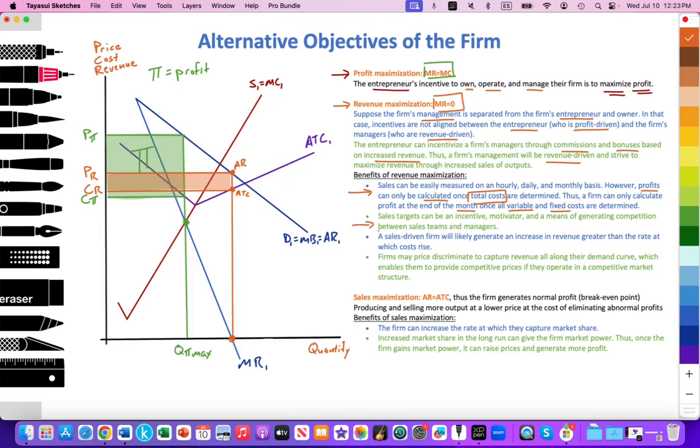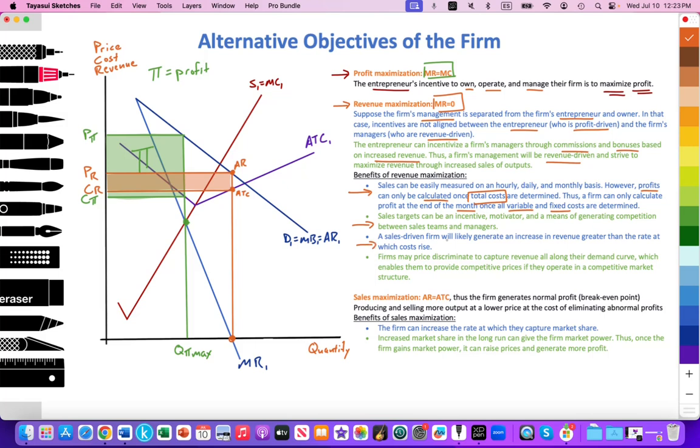Here we have reason number two: sales targets can be an incentive, a motivator, and a means of generating competition between sales teams and managers. It really motivates them. You can get one sales team pitted against another. You can measure how many units have been sold by each team per day. So it really drives that revenue for the firm.